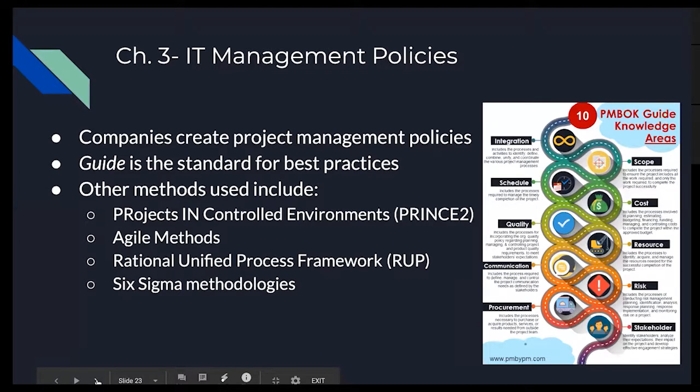Guide is going to be a standard for it. This is a basic stepping stone. Many companies use it. Many groups use it. This is a point to step from, though. You're not going to use just Guide and then go from there. There's a few other ones that are included too. There's Prince 2, which is projects in controlled environments. The agile method, agile basically meaning that we're just going to go through the entire project, and as it's happening, that's where we'll clean it up. And rational unified process, and then the Six Sigma methodologies. I'm going to hand it off to Alex.